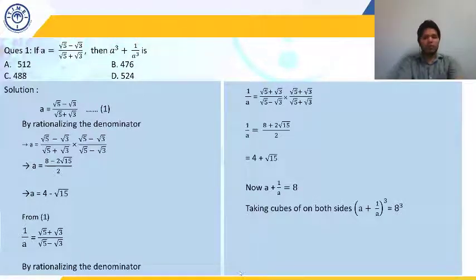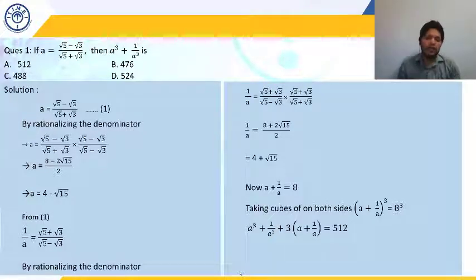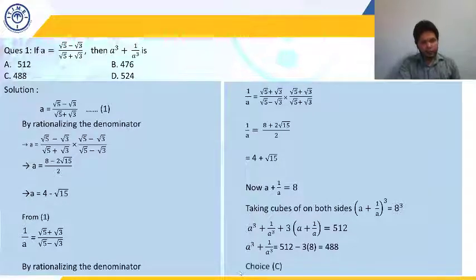What is the cube of a plus 1 by a? What is (a plus b) whole cube? It is a cube plus b cube plus 3 times ab into (a plus b). So (a plus 1 by a) whole cube will become a cube plus 1 by a cube plus thrice of (a plus 1 by a), which equals 8 cube, which is 512. Now we know the value of a plus 1 by a, that is 8. We will put the value of a plus 1 by a here. What will I be getting? I will be getting the required value of a cube plus 1 by a cube, which is 488, which is option number C. So option C is going to be our answer in this question.